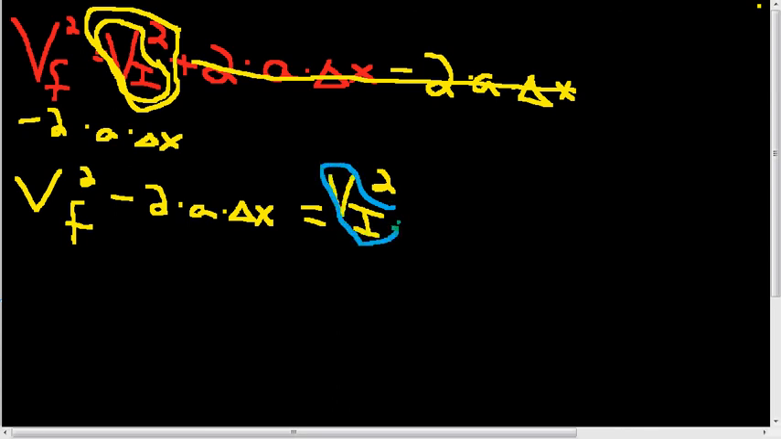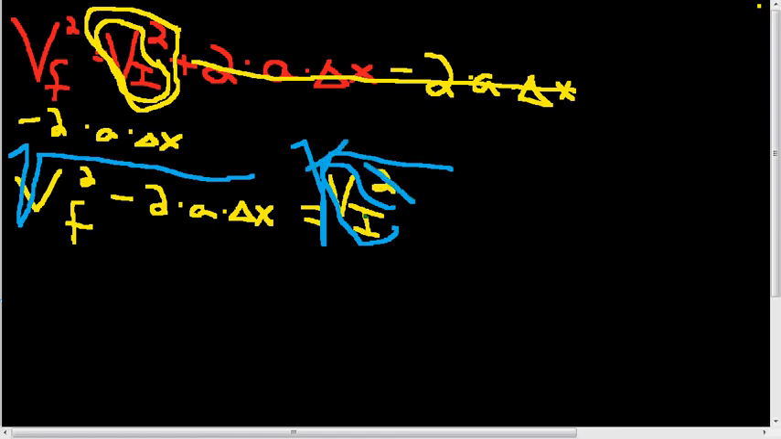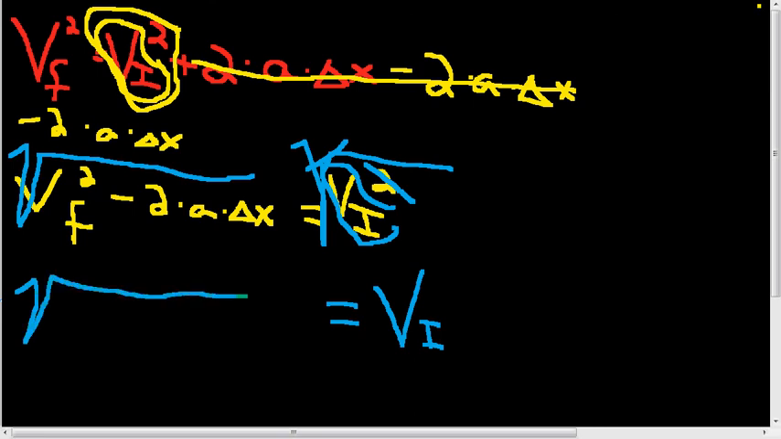The last thing we have to do is get rid of that squared. Essentially, the opposite function of a square is a square root. Whatever we do to one side, we have to do to the other. The square root of a square then becomes just the variable in the center. So on the right side, we're going to have the VI. That's all that's left over. On the left side, we have the square root of all this stuff on the inside. The square root of everything.